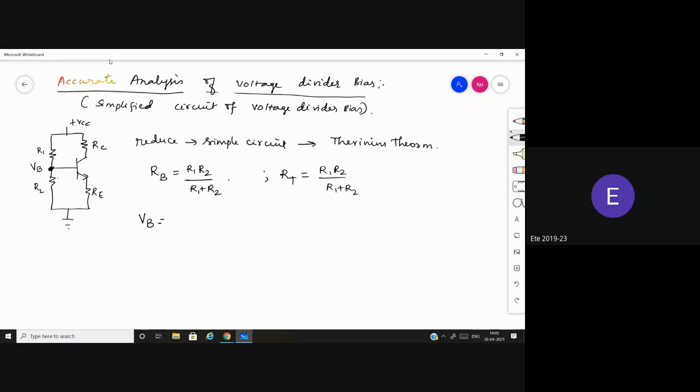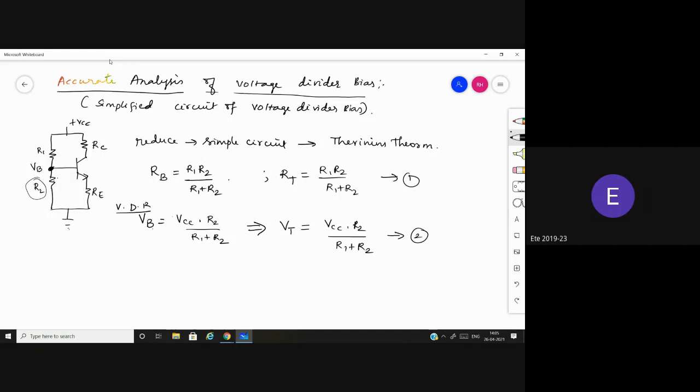So now VB is given again by the voltage divider rule. So by voltage divider rule, we have VB is equal to, so what is the main supply? VCC into, where we are finding voltage across R2, so R2 divided by R1 plus R2. Since we are talking about Thevenin's theorem, this VB will become VT. So VT is VCC into R2 by R1 plus R2. So this is equation number 1 and this is equation number 2.